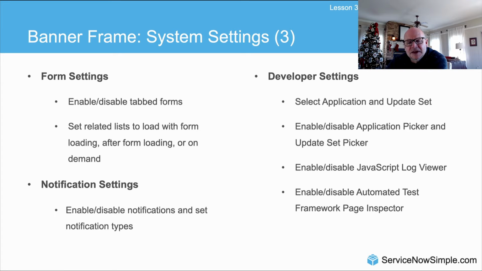And then finally, developer settings, targeted to developers, allows you to choose the application scope and the update set that you're using. We'll learn more about those later. And then you can choose whether you want to display the application picker and update set picker on the screen. You can disable JavaScript log viewer, and then you can enable and disable the automated test framework. So page inspector. We'll talk about those later in the course in the developer content. But for now, just know that those are all available in the system settings area.